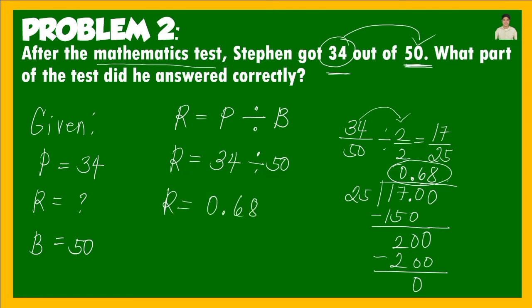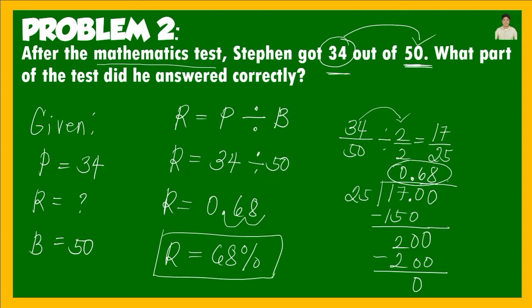Kailangan nating i-move yan 2 decimal places to the right. So, 1, 2. So, our answer is 68%. Again, 0.68 multiplied by 100 will still get 68% as our answer. Therefore, to answer the question, what part of the test did Stephen answer correctly? The answer is 68%.